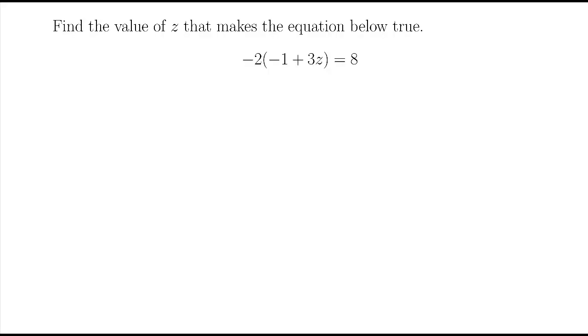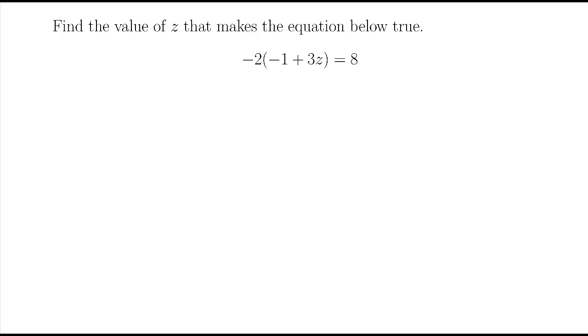Let's find the value of z that makes the equation below true. Negative 2 times negative 1 plus 3z equals 8. Okay, we have a lot going on the left side of the equal sign. We have two factors, right? Two things that are multiplied together.